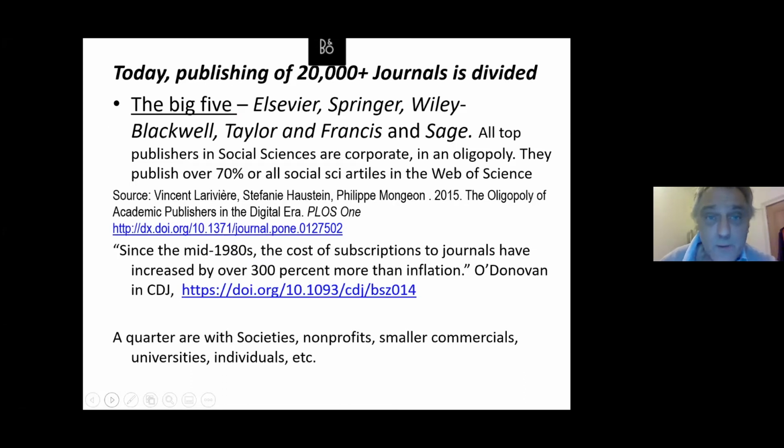So the big five publishers shown there control about 70% of publishing in the best articles in social science, and there's an article there you can read which gives you all the details about that. The other odd thing is that since the 80s, the cost of subscriptions to journals for libraries have increased by over 300% more than inflation rates. About a quarter of the world's journals are with societies, non-profits, smaller commercial companies, universities, or even individuals. So the one I run is owned by a university.